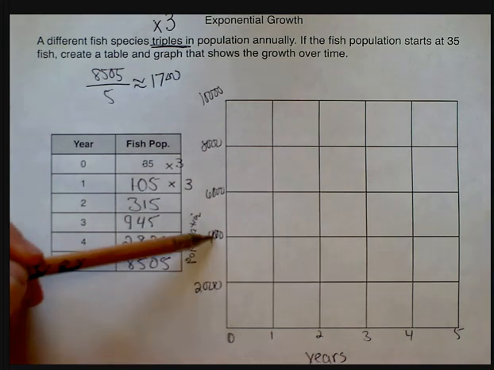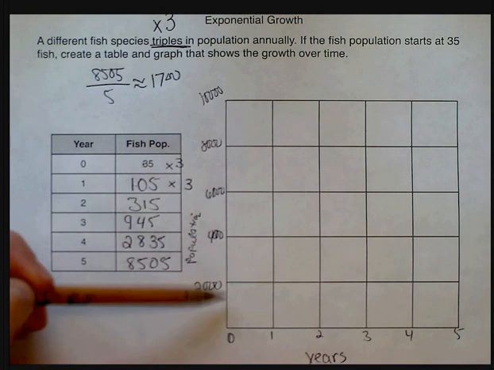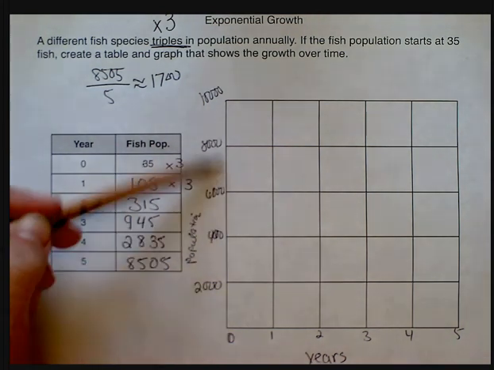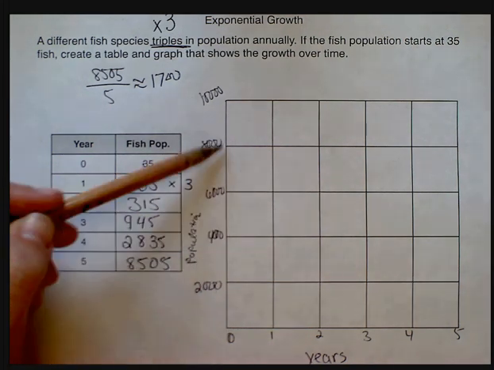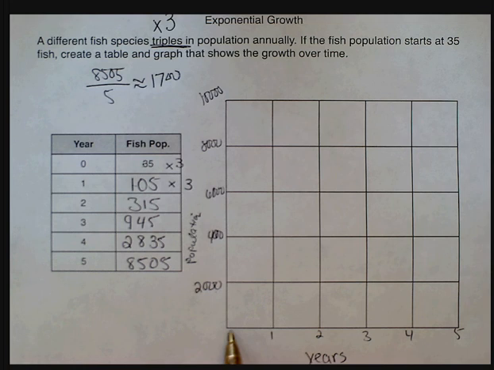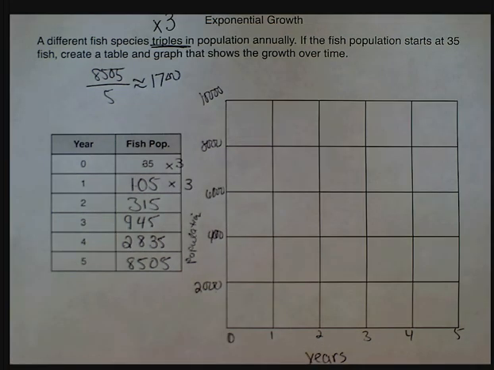Remember, your scales have to be a constant rate of change. This space can't represent different values. It always has to be the same value. In our case, this space here on the y-axis is 2,000 fish. On the x-axis, each space represents 1 year.